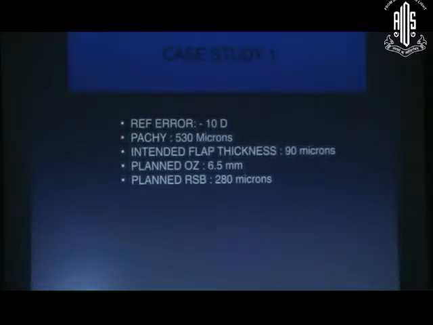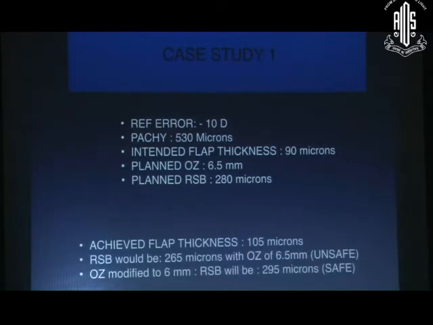The first is a case where a refractive error of -10 diopters, the pachymetry was 530 microns. Our intended flap thickness here was 90 microns. The planned optic zone 6.5 and the planned residual stromal bed was 280 microns. Now what we achieved was a flap thickness of 105 microns. And in this case, if we had gone ahead with our original settings, we would have left behind a residual stromal bed of only 265 microns.